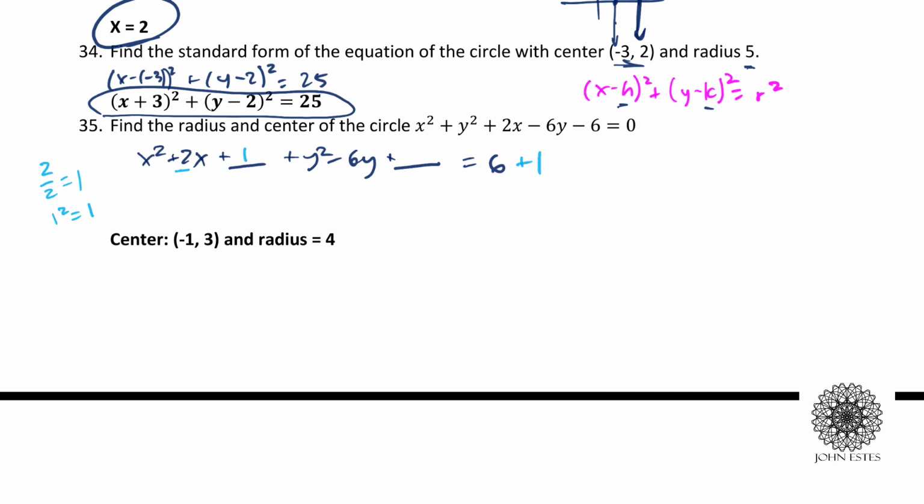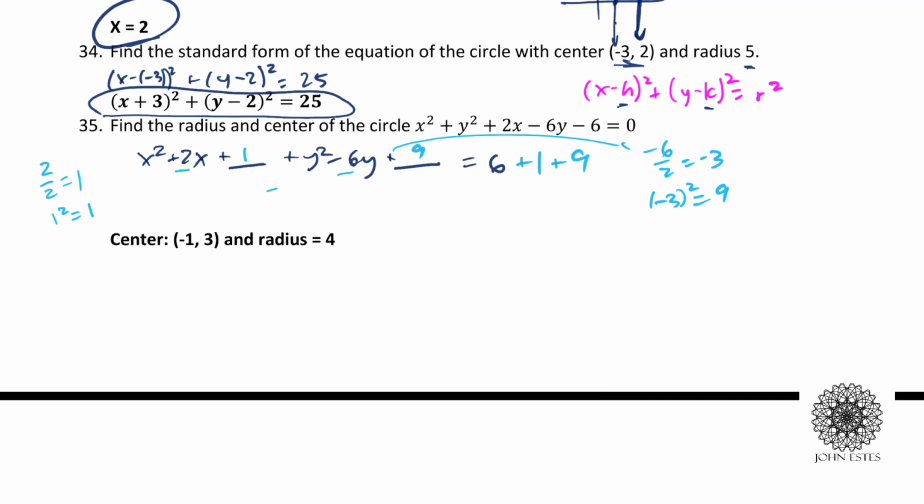I'm going to do the same thing with the y. So I take negative 6. Let me come over here just so I have room. Negative 6 over 2 gives me negative 3. Negative 3 squared is 9. I'm going to add that in to both sides.